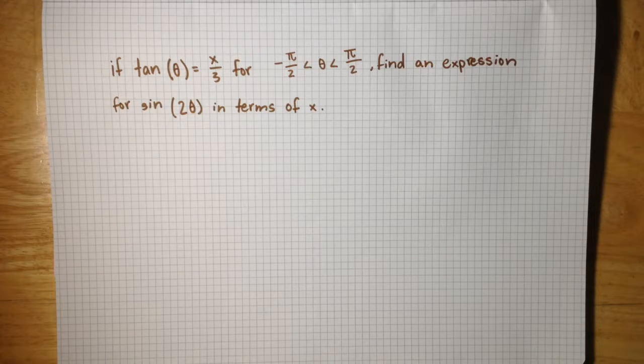If tangent of theta is equal to x over 3 for theta between negative pi over 2 and pi over 2, find an expression for sine 2 theta in terms of x.